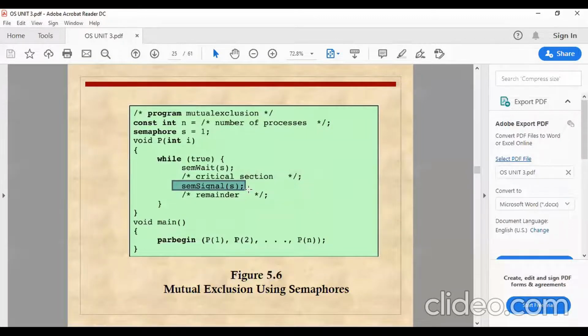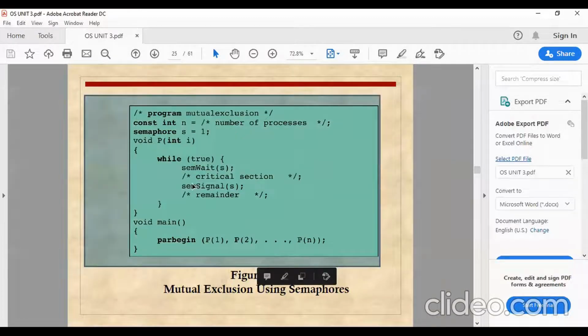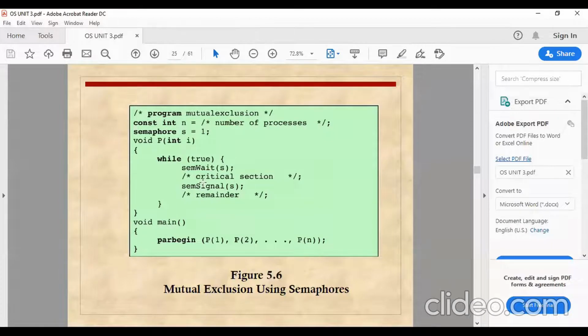So what will happen? The second process will check whether it is semaphore wait or semaphore signal. Suppose it is semaphore signal, then it will allocate the resource and set semaphore wait. When it is finished, again it will set semaphore signal. Likewise, all processes will execute. So here in main, begin, P1, P2 and Pn processes will execute.